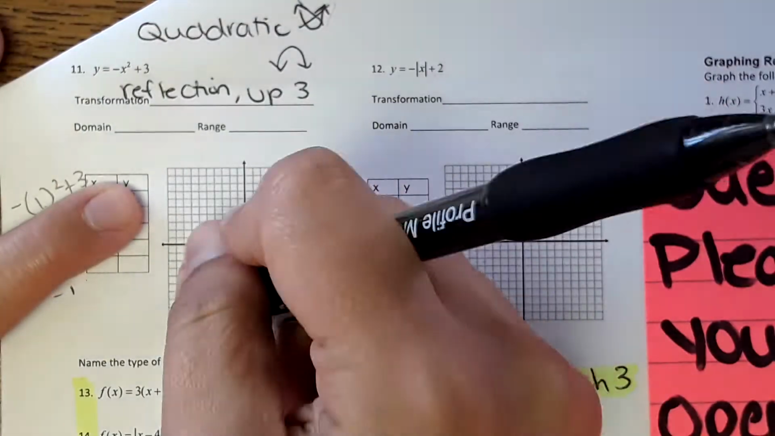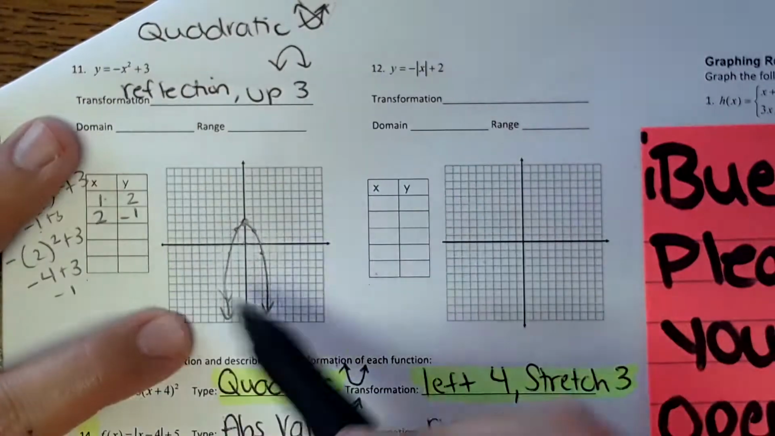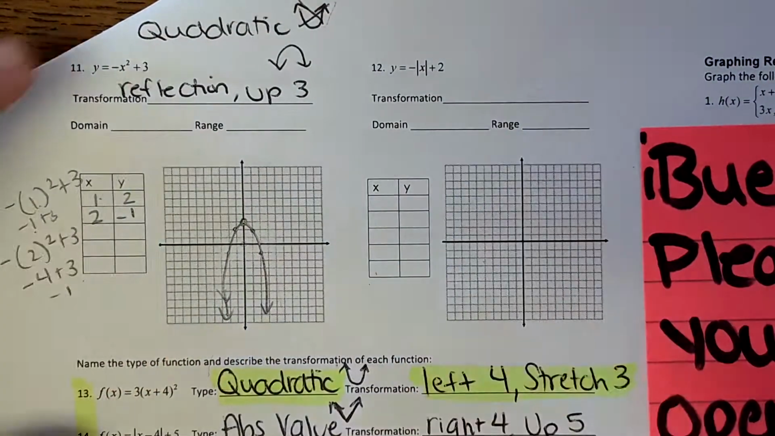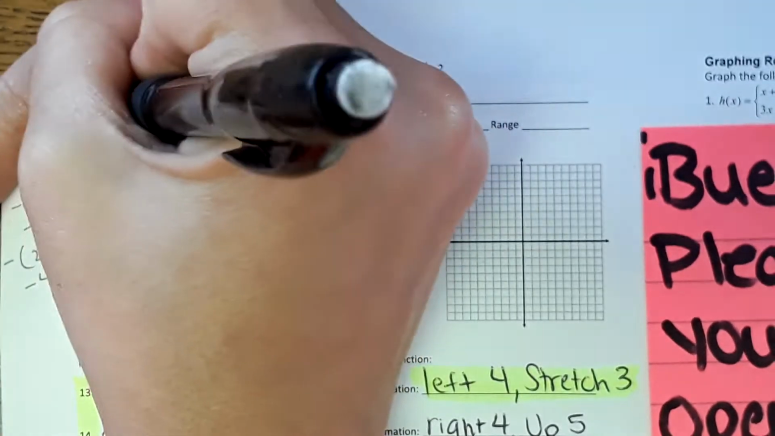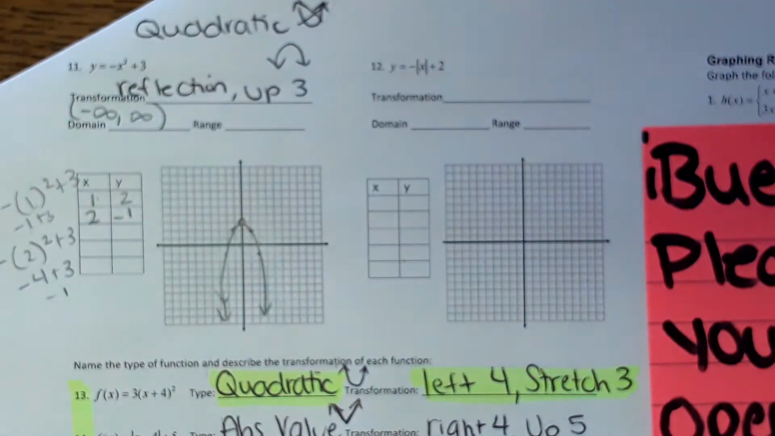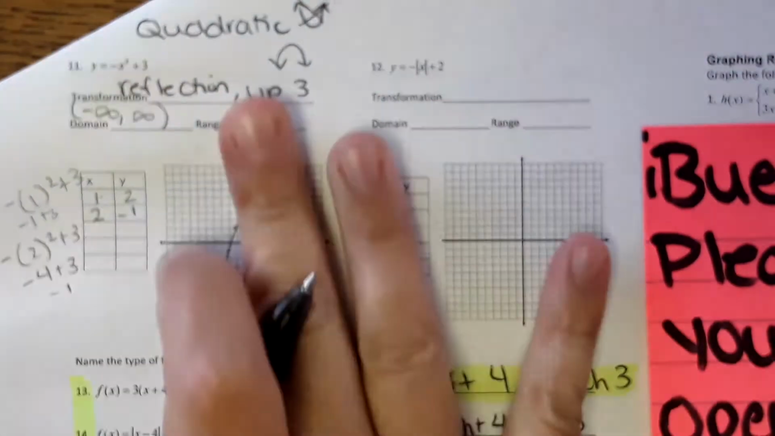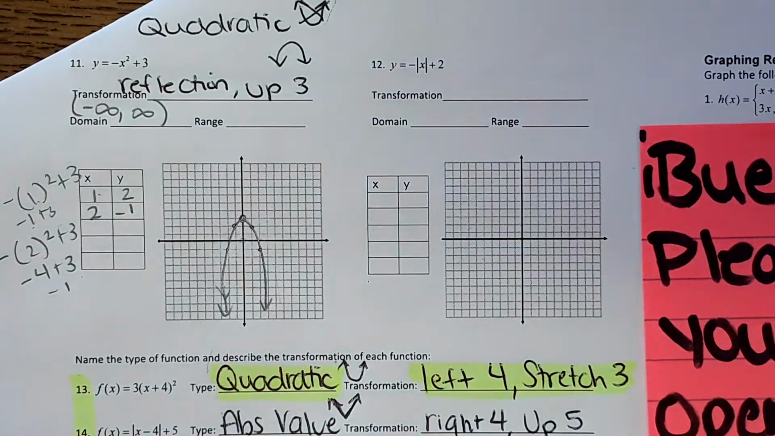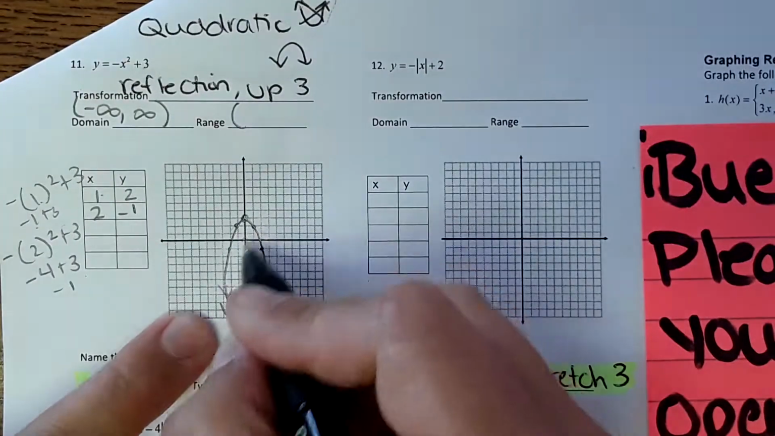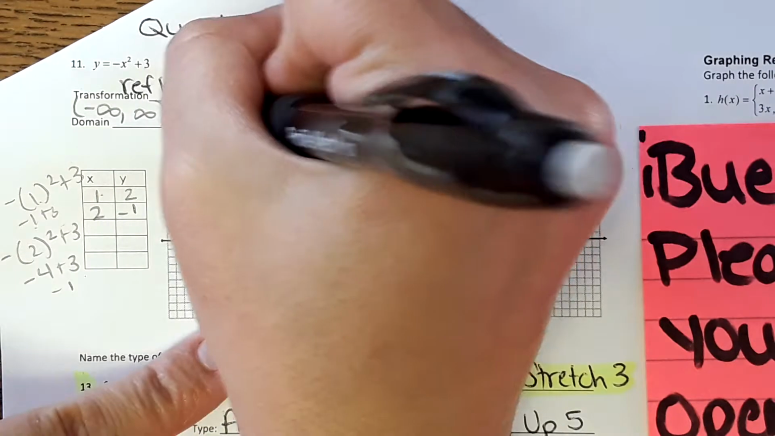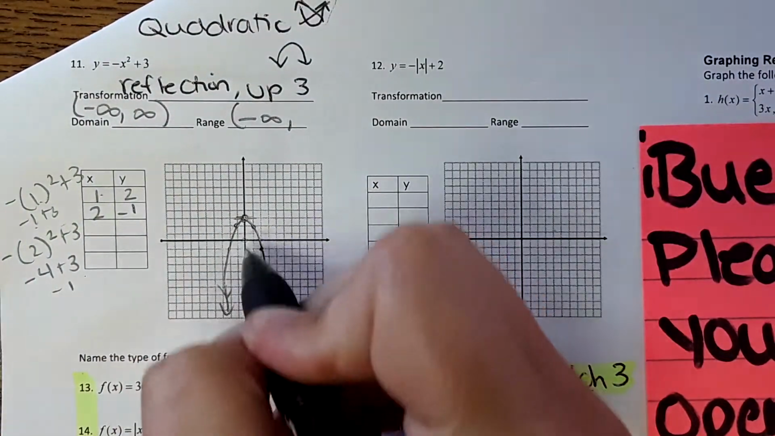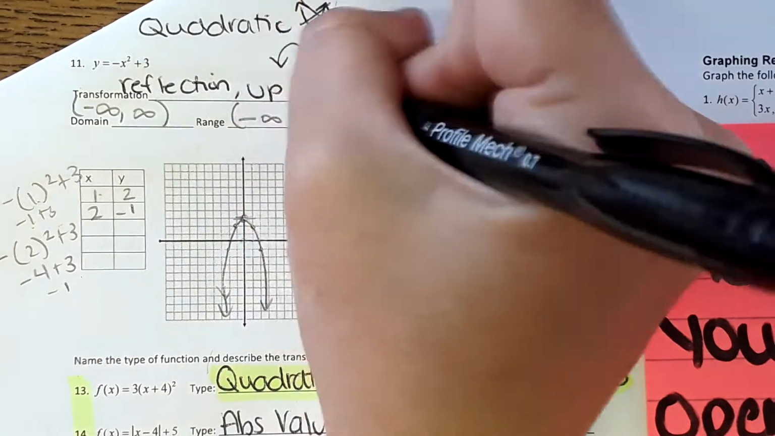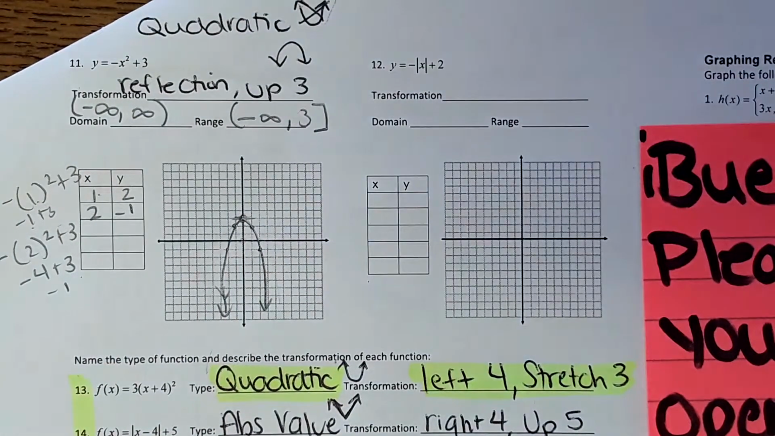Okay, so domain and range now. This would continue extending out ever so slightly forever and ever. So my domain is negative infinity to positive infinity. Okay, that's the x values. Range, my lowest y value, see how it goes down forever and ever. So my lowest y value is going to be negative infinity. And then my highest y value is right here at 3 with a closed bracket.